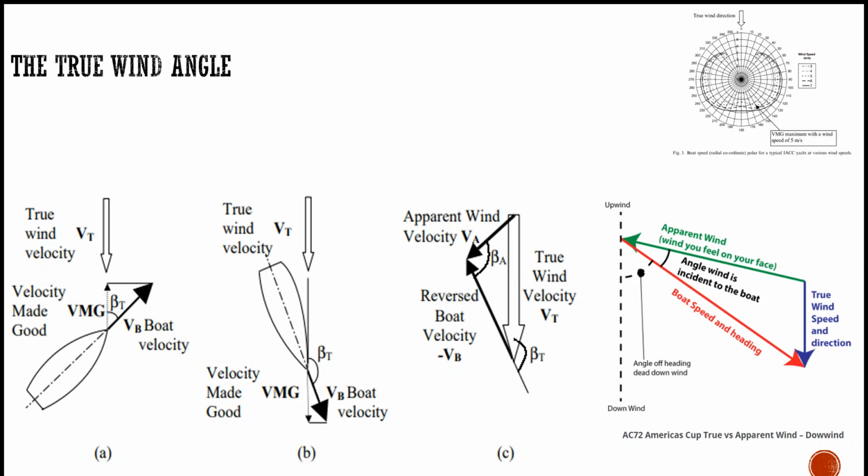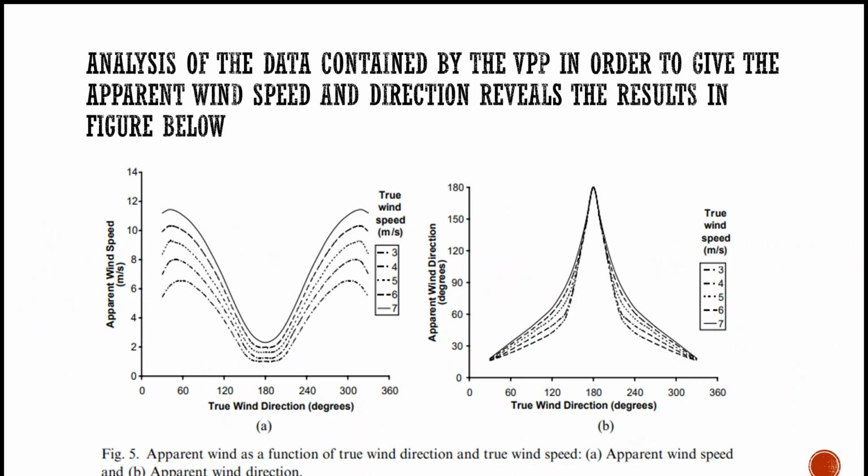Now if a yacht sails downwind in the direction that gives the maximum VMG, then the wind experienced by the sails, the apparent wind, is the vector sum of the reversed boat velocity and the true wind velocity. It's the apparent wind speed and direction that determines the forces experienced by the sail, as mentioned previously. The vector sum is illustrated in the figures to the right. If you analyze the data contained in the VPP in order to give the apparent wind speed and direction as a function of true wind direction and true wind speed, the results in the following figures can be obtained.